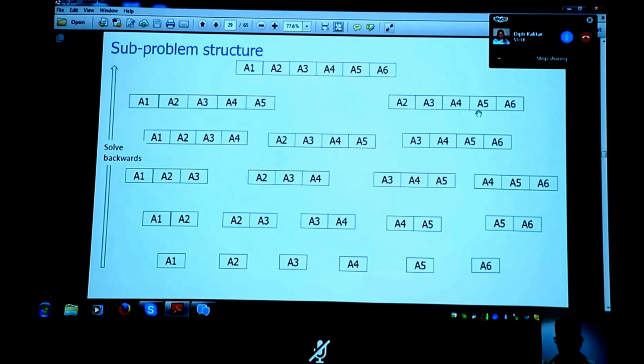Then there will be the next layer of problems, which are segments of length 5, a1 to a5, a2 to a6. Then the next layer of our DAG structure, the subproblem structure, will have problems of length 4: a1 to a4, a2 to a5, a3 to a6, all possible intervals of length 4, then intervals of length 3, intervals of length 2, and then the bottom will just peter out with the individual matrices a1, a2, a3. This is how they will look like.